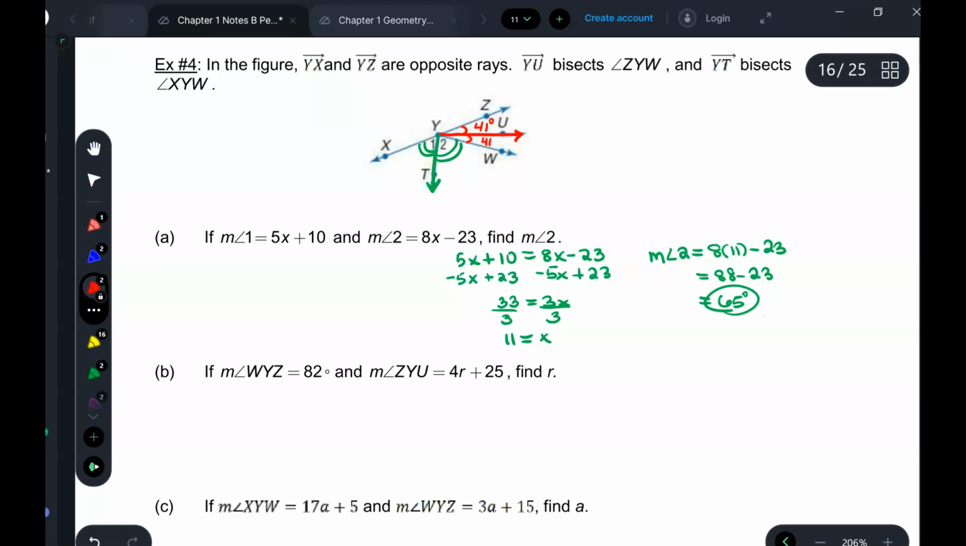Is the test going to be this hard? Is there going to be a question like this on the test?